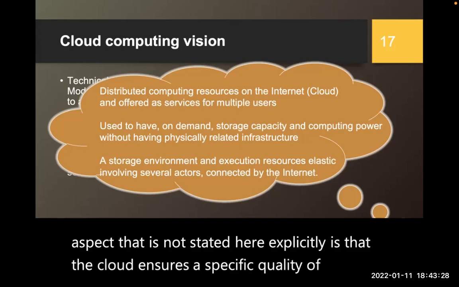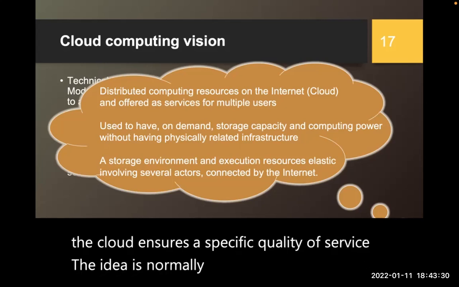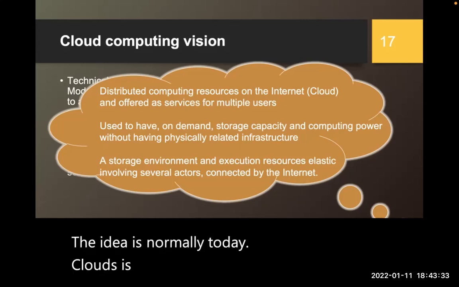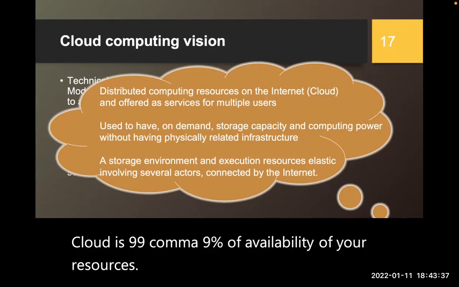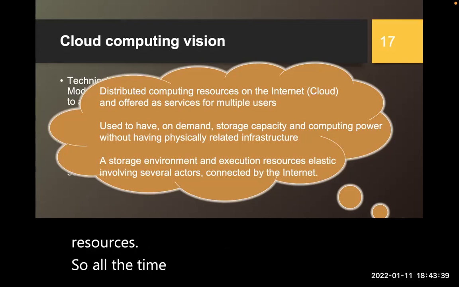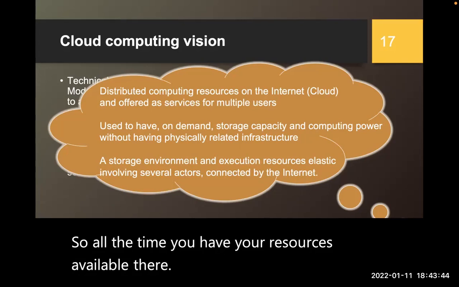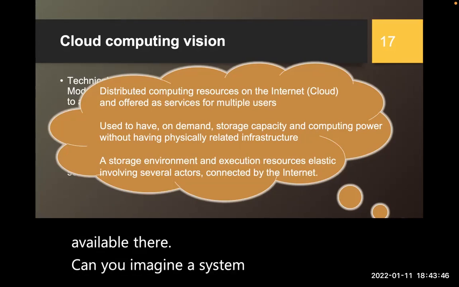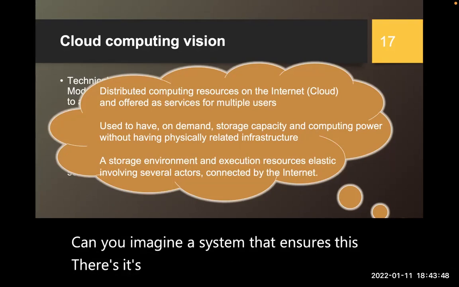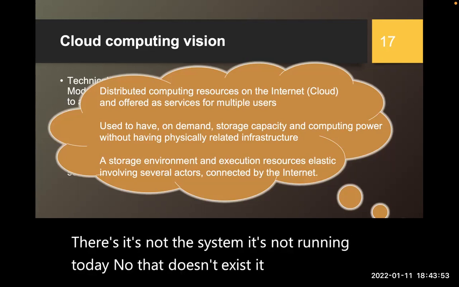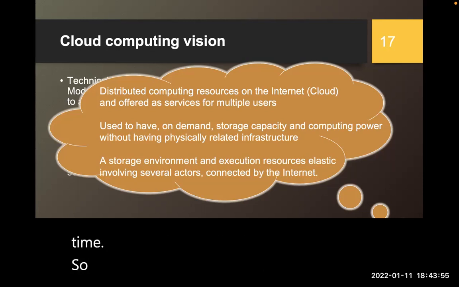Another aspect that is not stated here explicitly is that the cloud ensures a specific quality of service. Normally, today's clouds offer 99.9% availability of your resources. So all the time you have your resources available there. Can you imagine a system that ensures this? That the system is not running today? No, that doesn't exist. It runs all the time. So there is no shortage at some point. None of this.